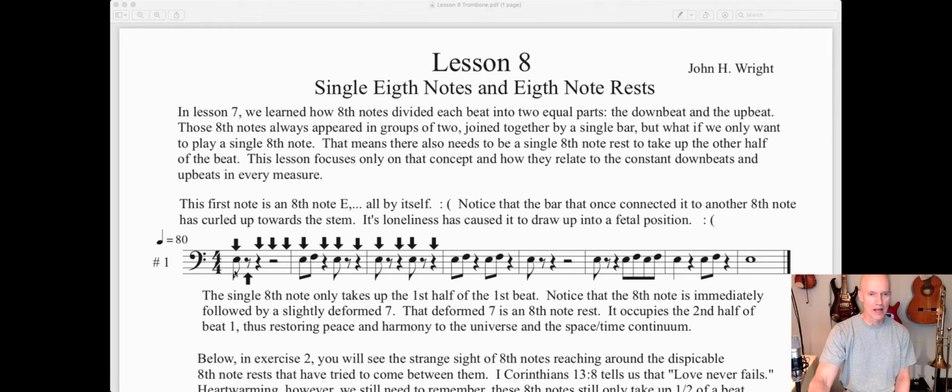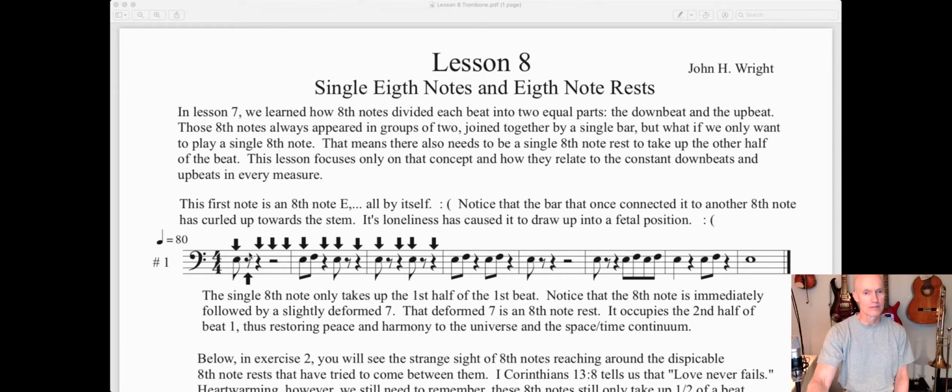We play on the downbeat of beat one, we rest on the upbeat. Or in other words, we play on the first half of the beat and we rest on the second half of the beat. Half beat of sound, half beat of silence. Play on the first half, rest on the second half. And that means we'll go down, rest. We go right into beat two. This quarter note rest lands right on beat two. So there's not much time that takes place here.